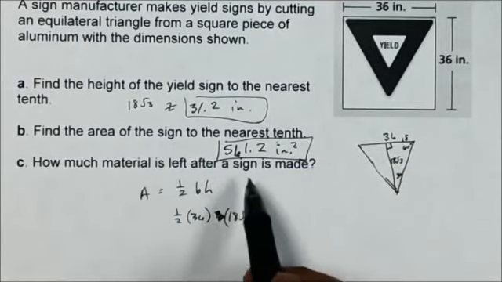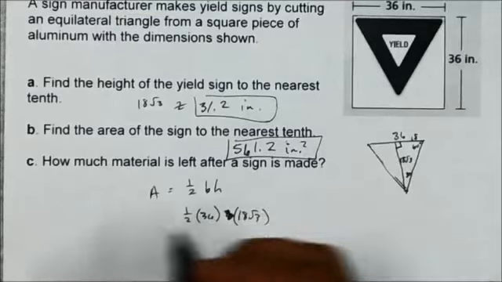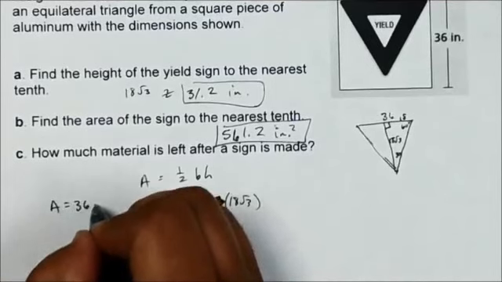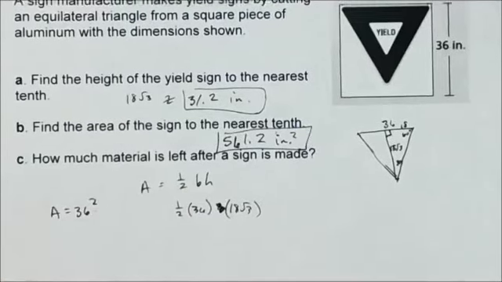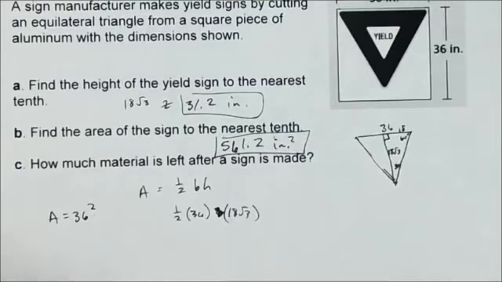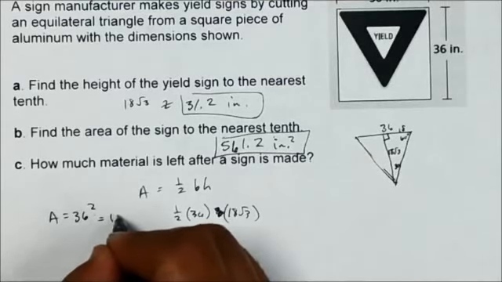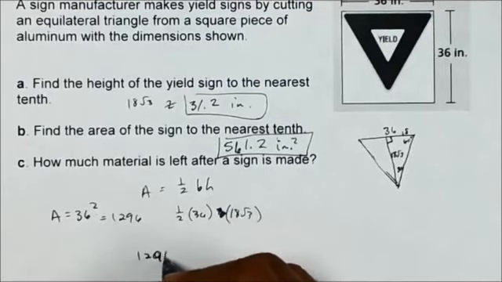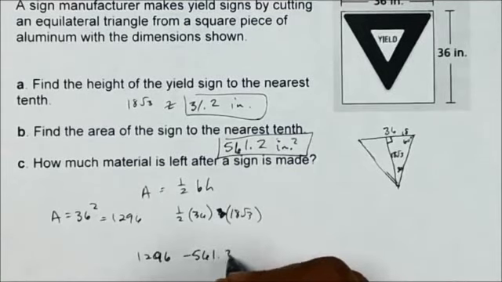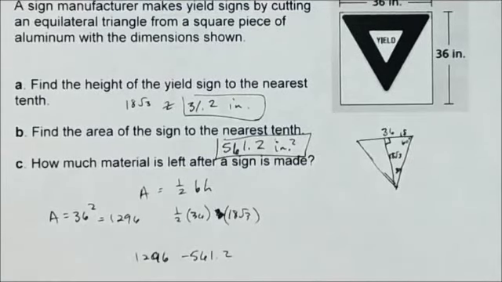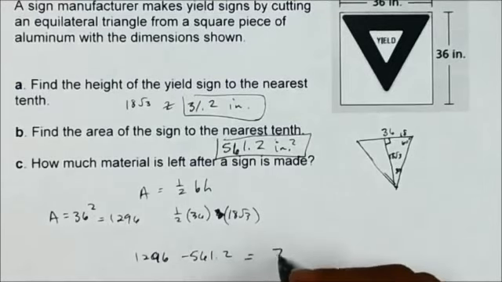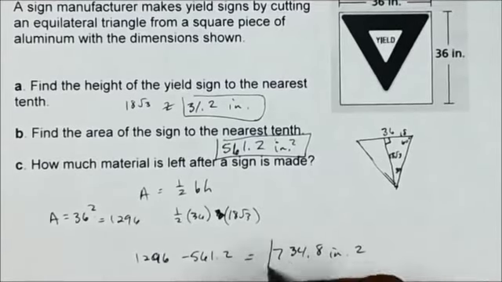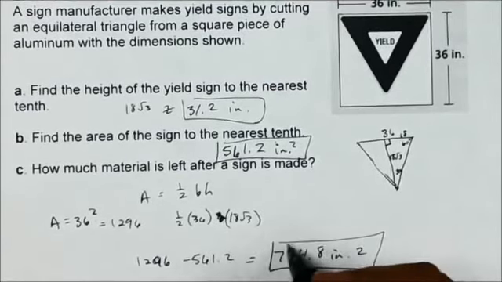And it says how much of the material is left after the sign's made. Since it's a square, the area of the square is going to be 36 times 36, or 36 squared, which comes out to be 1,296. So I'm going to subtract 1296 minus the 561.2. And we get that that is 734.8 inches squared. So that would be my answer for part C.